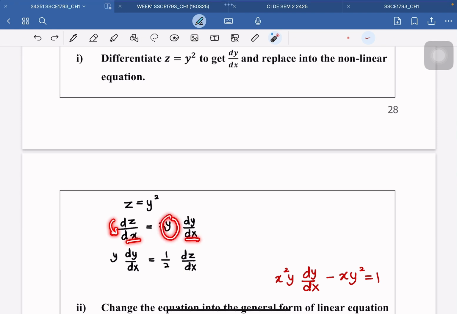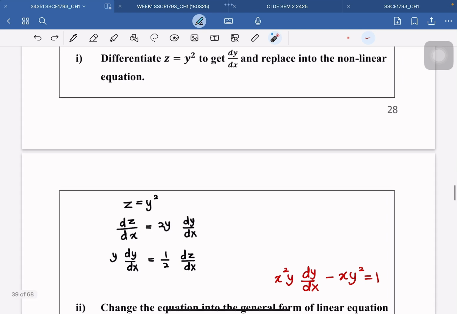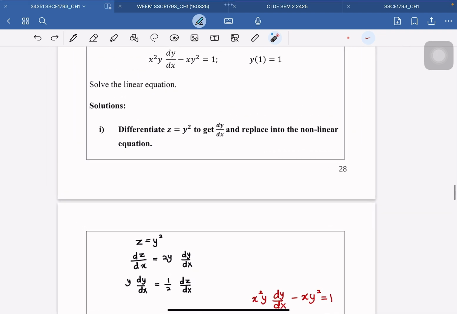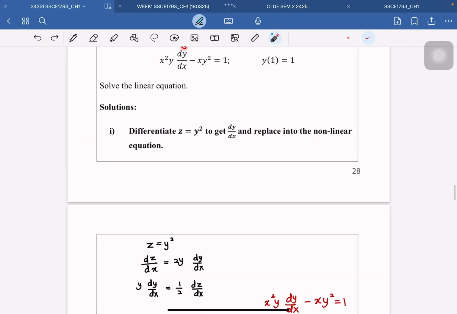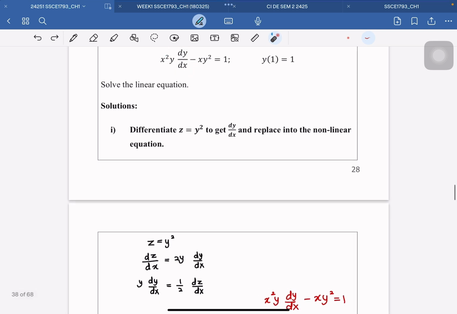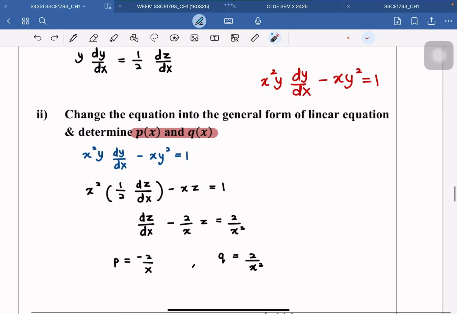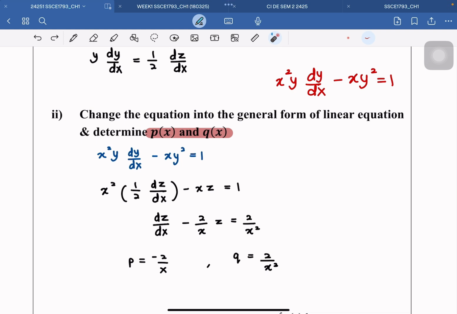When you differentiate, we are going to consider the second variable in that equation, which is dy/dx, since we are differentiating with respect to x. Next, we are going to simplify this part. Then your y dy/dx is equal to half dz/dx. Why dy/dx?